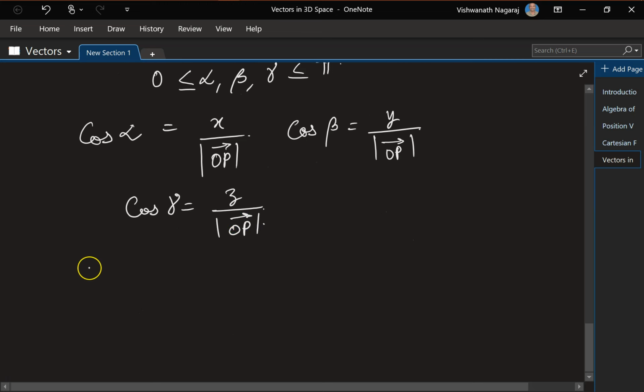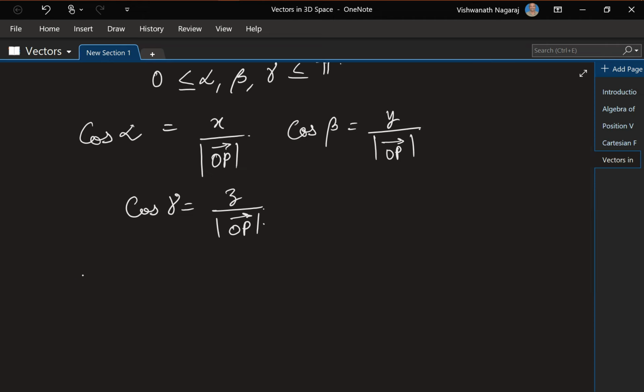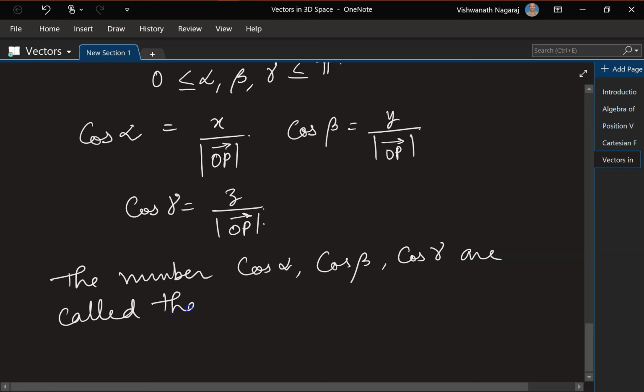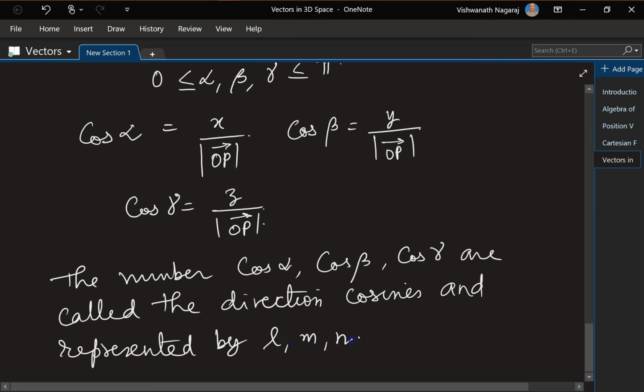Now, remember, whenever we talk of any trigonometric functions, ultimately what we get is a number, a real number. So, the numbers cos alpha, cos beta, and cos gamma are called the direction cosines. And special letters are assigned to it and represented by L, M and N.